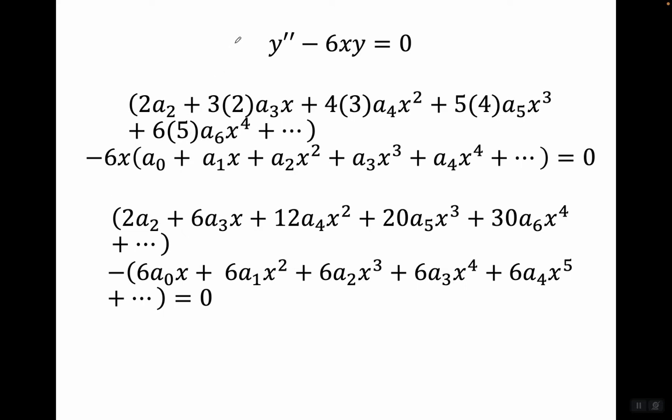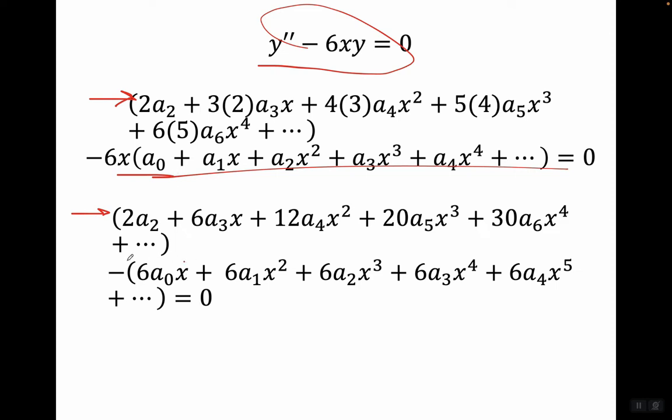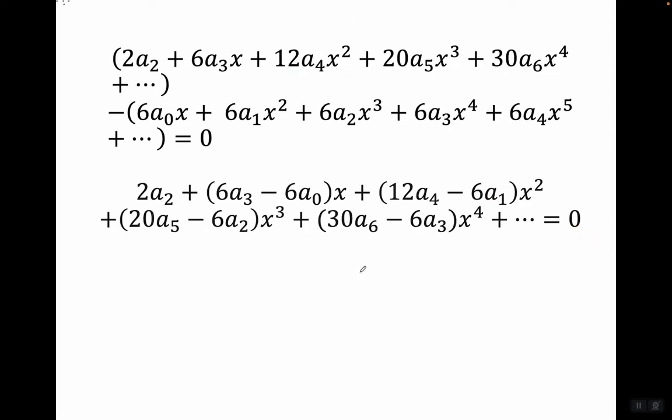Okay, and now let's just plug those into this differential equation. So we have y double prime minus 6x times y equals 0. So this again is y double prime. We're going to distribute the 6x. So again, distribute the 6x and we end up with this. This is from the previous slide. I haven't done anything different here.